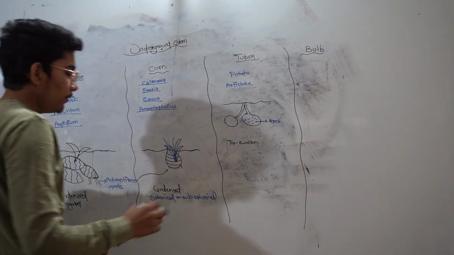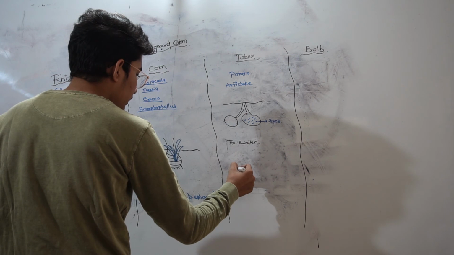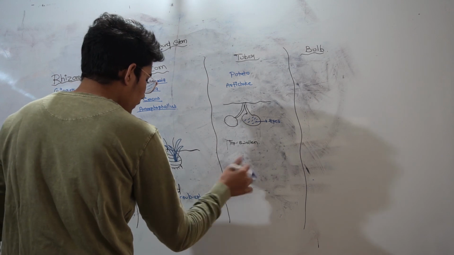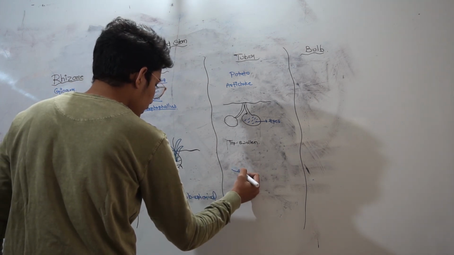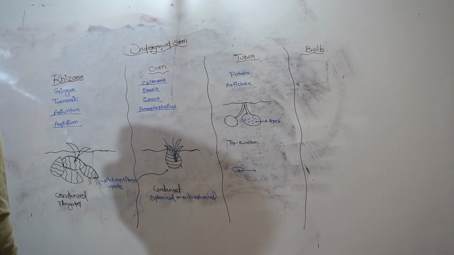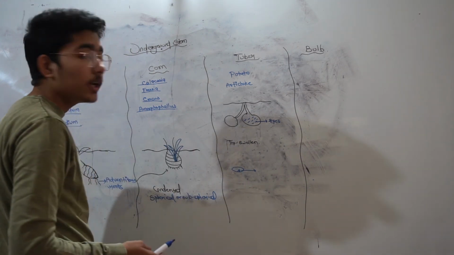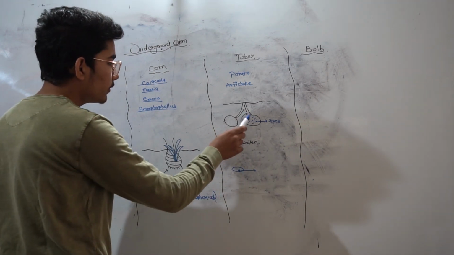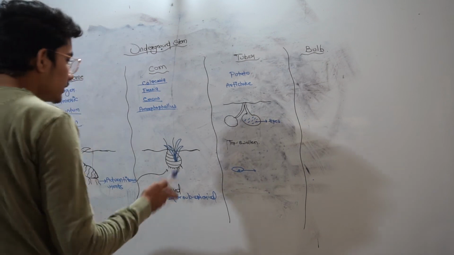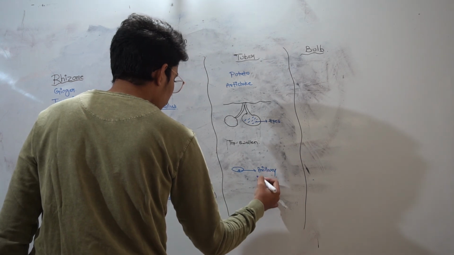Now, if the bud is present in this eye in the tuber, what will it be known as? It is present over the node of the tuber, in the axil. That's why it is known as an axillary bud.